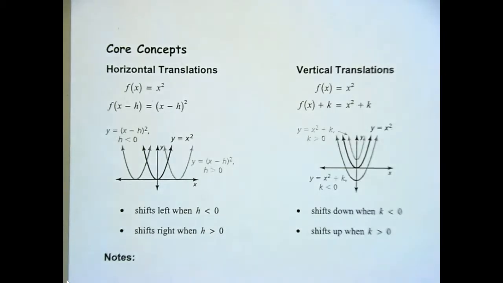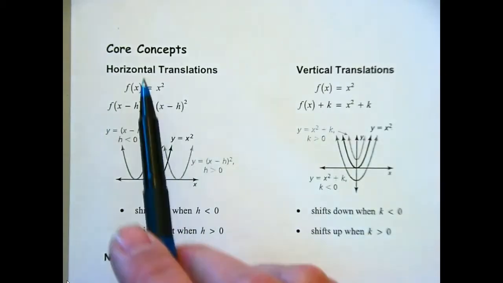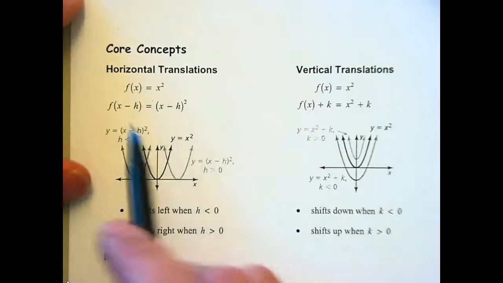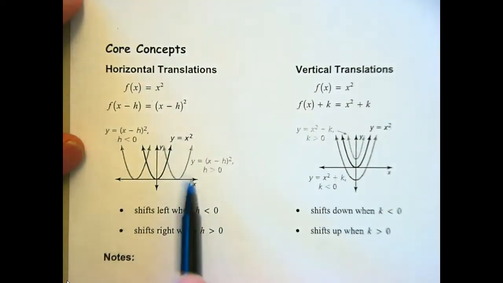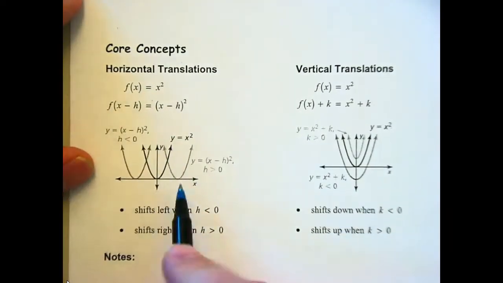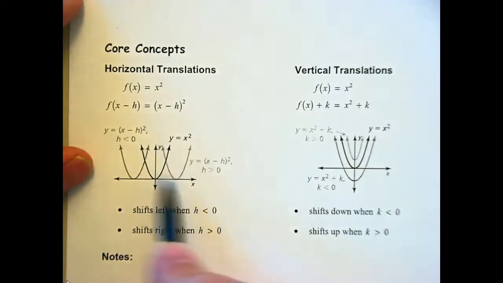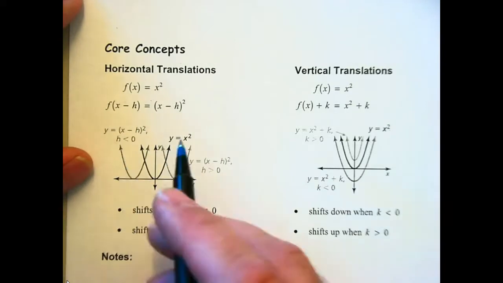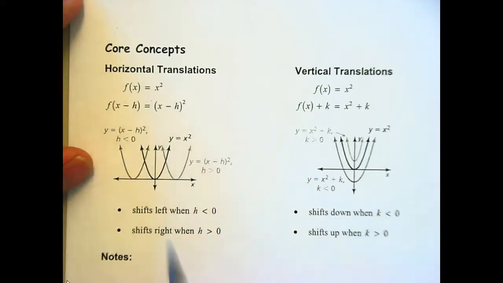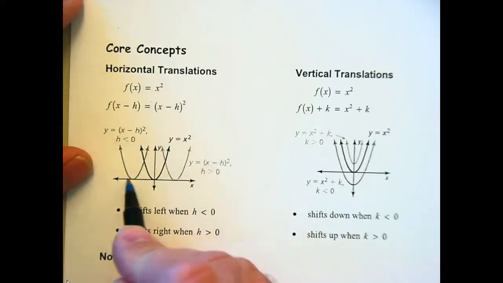So some core concepts. Horizontal translations. I'm pretty sure you guys are pretty good with this, but when we shift left or right, it happens inside, it's your H term. Remember, if H is negative or if it says minus H, you're shifting to the right. If it says plus H, where's my plus H? Oh, I don't have H. It says plus H, I'm going this way.